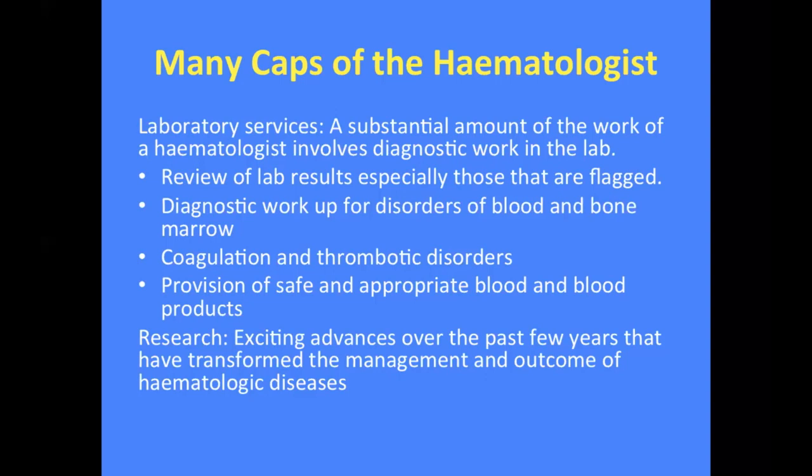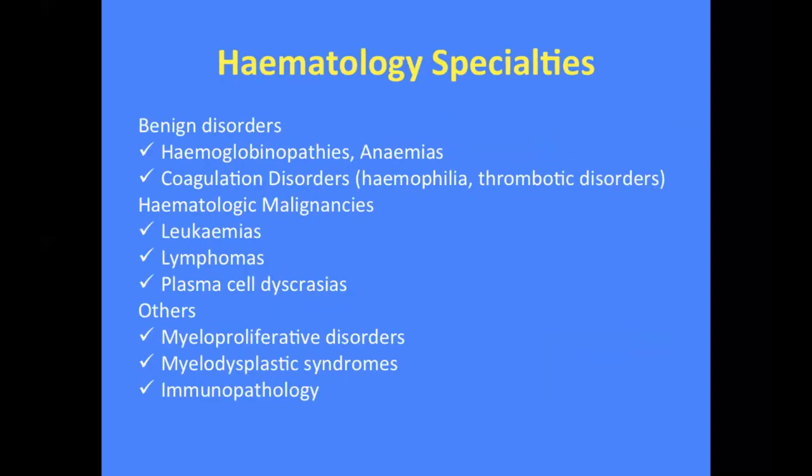So research and medical advancement in hematology has actually helped in patient management as well. Hematology specialties can be broadly divided into the benign disorders, which have to do with hemoglobinopathies. Those are disorders of the red blood cell, the hemoglobin. And then, of course, there are other parts of the red blood cells, the enzymopathies, the membranopathies. Then we have anemias, we have coagulation disorders, which could be the hemophilias or the thrombotic disorders.